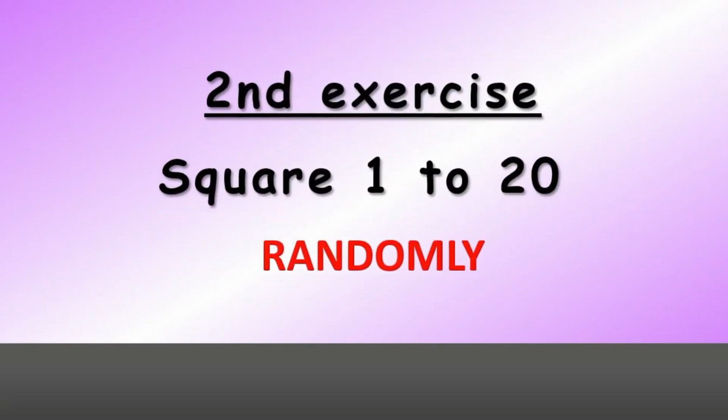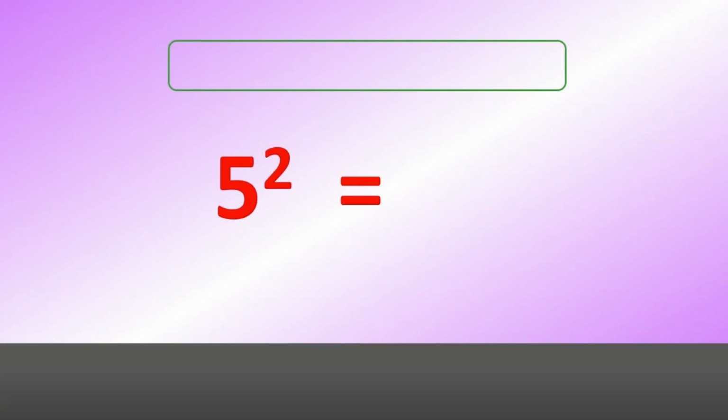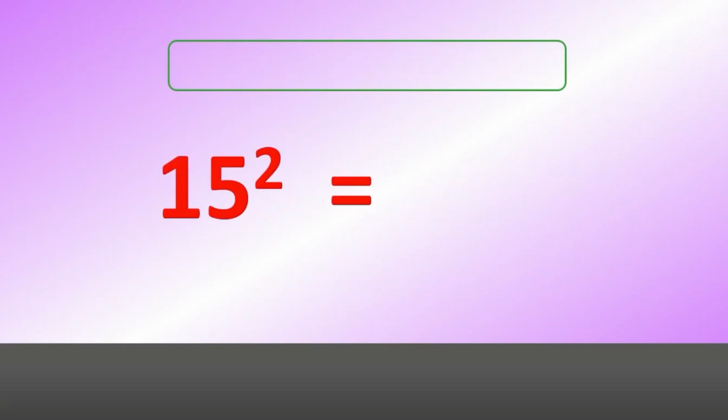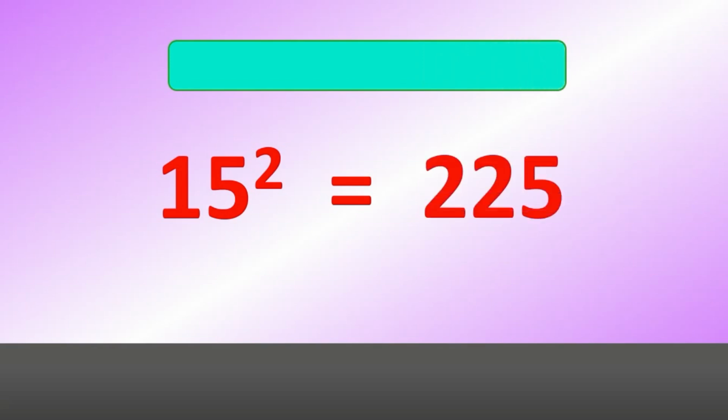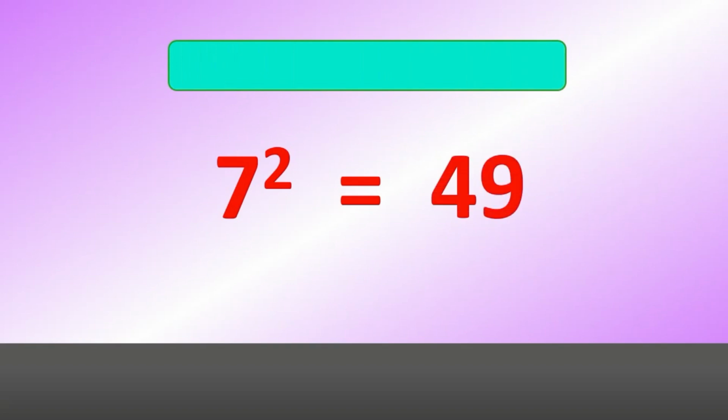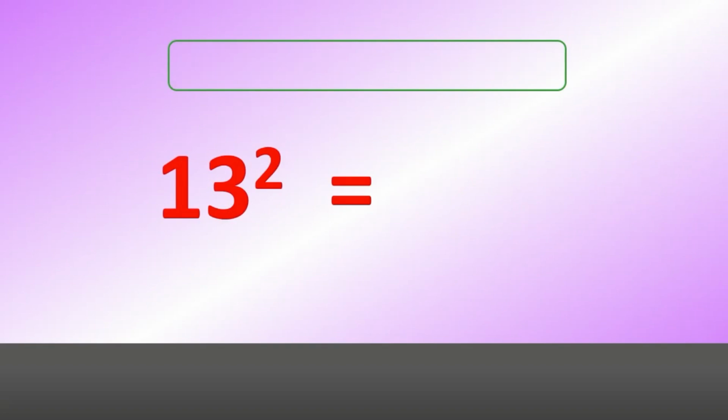And now second exercise, square 1 to 20 randomly. 5 squared is 25. 15 squared is 225. 7 squared is 49. 13 squared is 169.